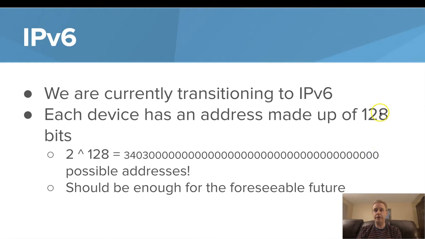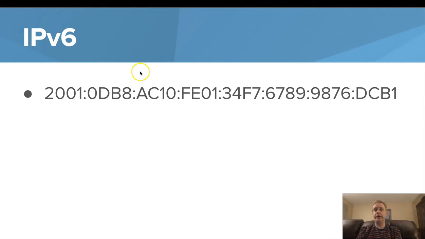Because if we have 128 bits, that means that we would have 2 to the 128th power possible IP addresses, which equates to this number here, which for now, that definitely should be enough for the foreseeable future. But perhaps way down the line, even this perhaps will need to be adjusted. But for now, this should definitely do. And so we're in the process of transitioning to this new IP address system. And so this here would represent a representative IP address under this IPv6 protocol.